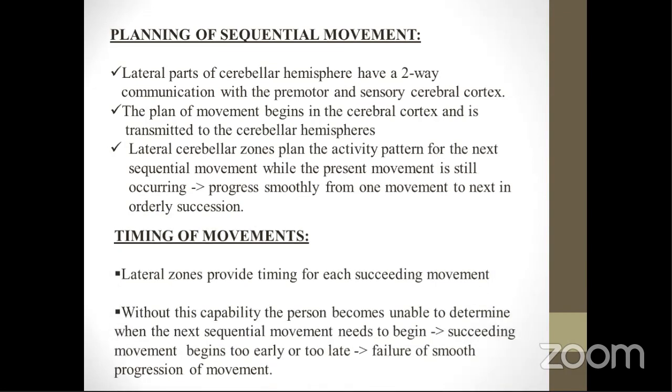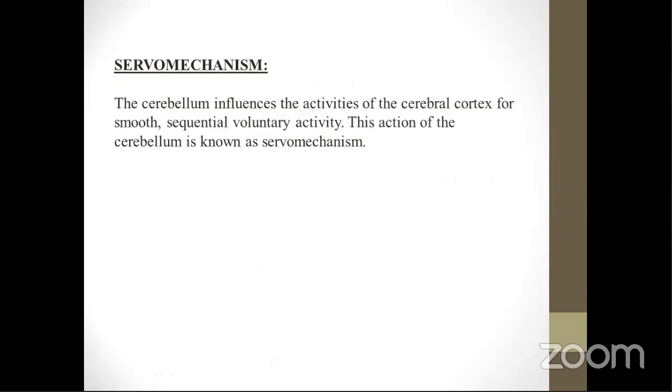This also has the timing of movement. It controls the timing also, the lateral zone. Without this capability, the person becomes unable to determine when the next sequential movement needs to begin. Sometimes the next movement will be too early or too late, and there will be failure of smooth progression of movement, which you must have experienced so many times. So timing, where to stop that activity, is very important. And this is a function which is allotted to lateral parts of the cerebellar hemisphere.